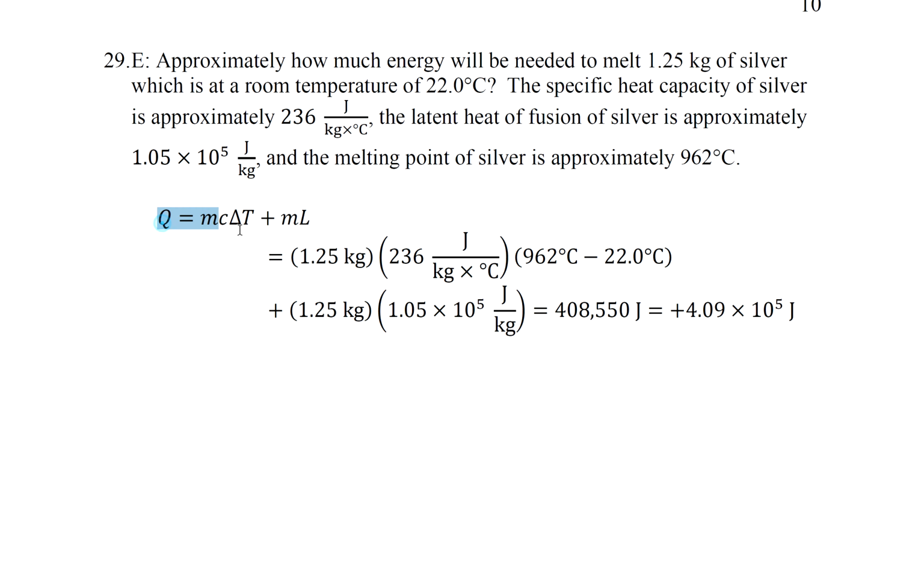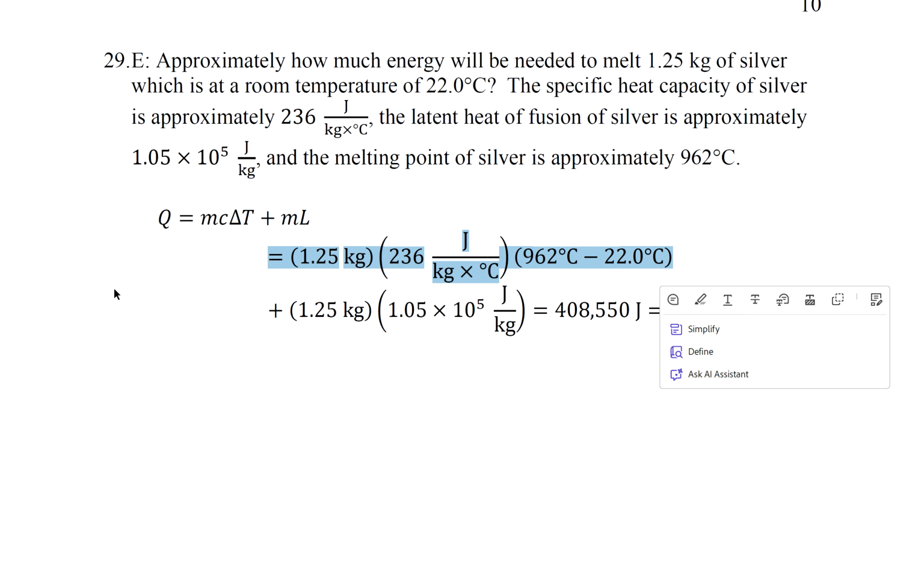So we're going to use this equation. This first term, mcΔT, is the energy required to increase the temperature of the solid from 22 to 962. And Q equals mL is the energy required to change the state of the silver from solid to liquid.